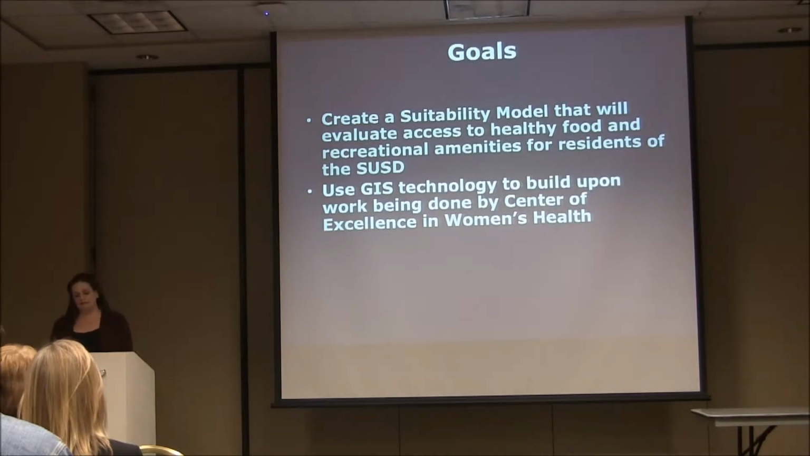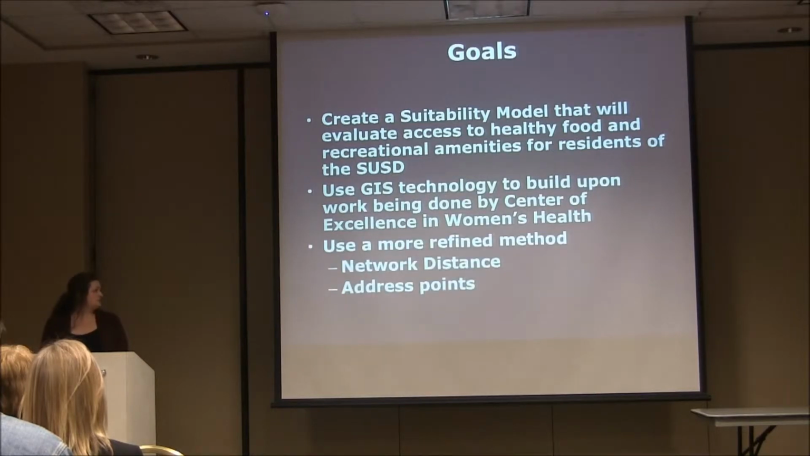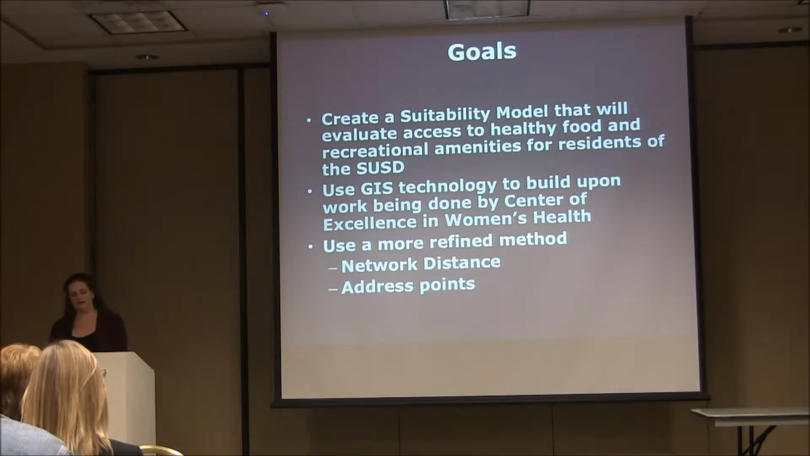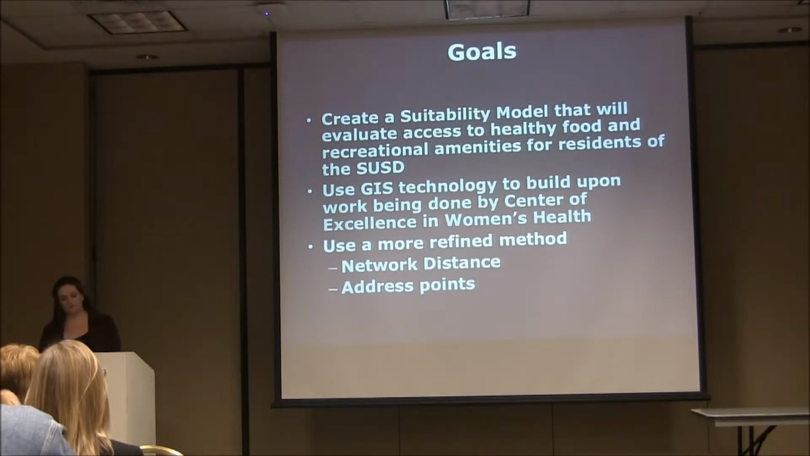I wanted to use GIS technology to build upon work being done by the Center of Excellence in Women's Health and also by Dr. Ada Wilkinson-Lee. In order to do this, I wanted to use a more refined approach than previous studies have used, including a network distance model and address points. Previous studies have used a Euclidean distance, which is a straight line distance, and census block centroids instead of address points. A network distance is a better reflection of the ways in which people travel, and address points are just more accurate.